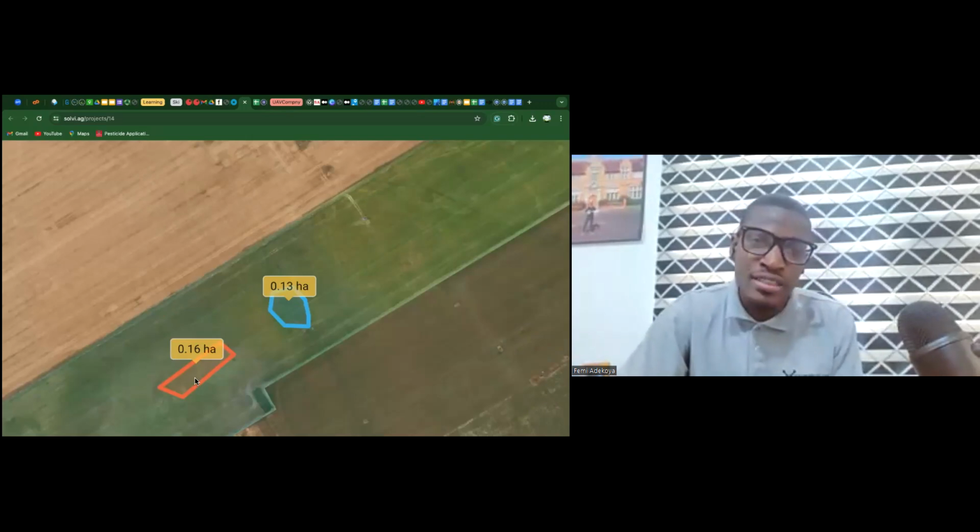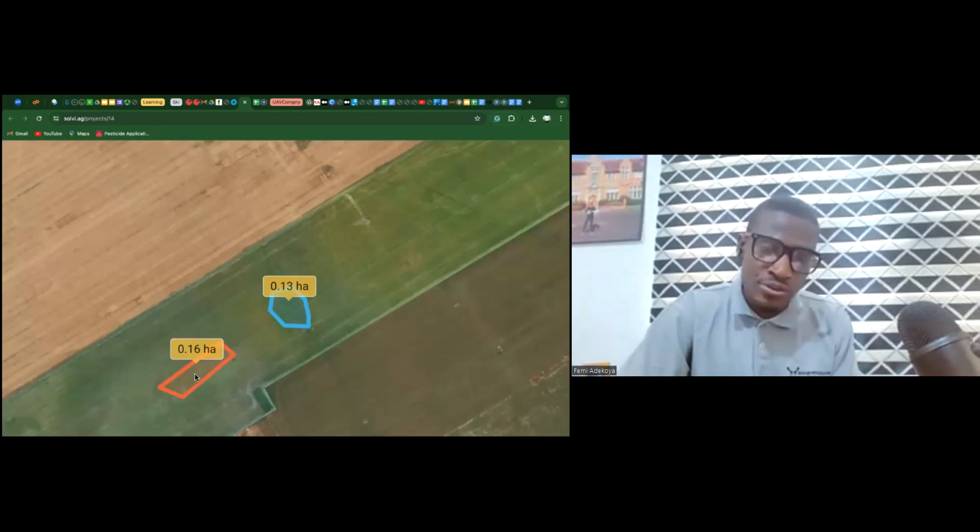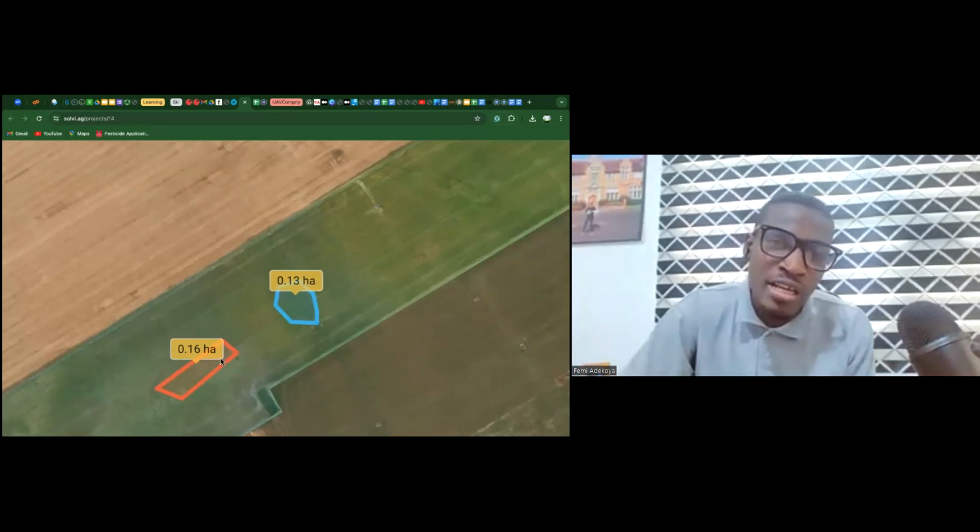I can tell you that this red area that has been marked shows low plant population there. If you look at it, it's not green.